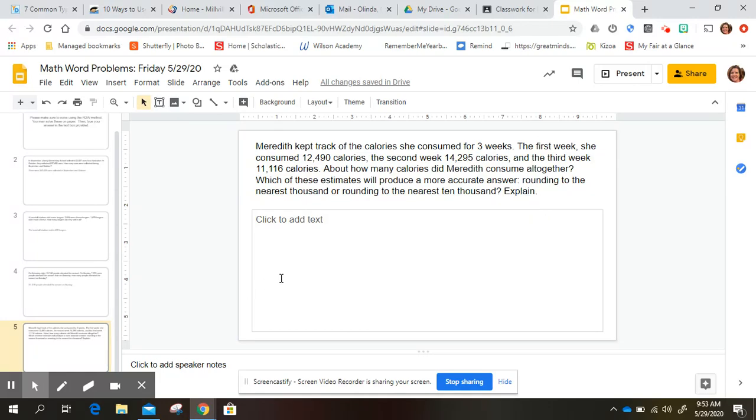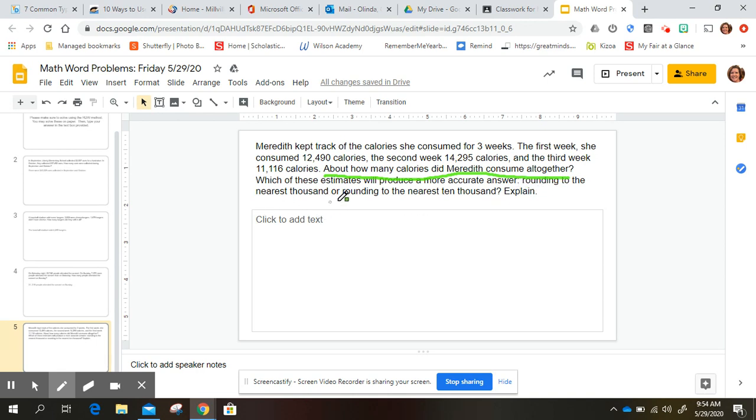Explain. So we have two steps here, actually 3. First, we need to find about how many calories Meredith consumed altogether, which is a rounding, which means we have to change the numbers to make them easier to add. And then which of these estimates will produce a more accurate answer?